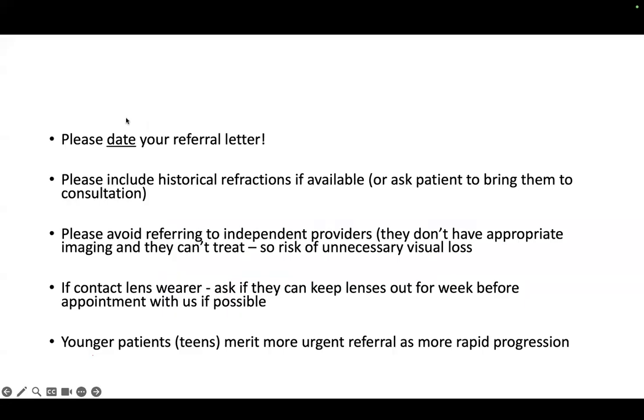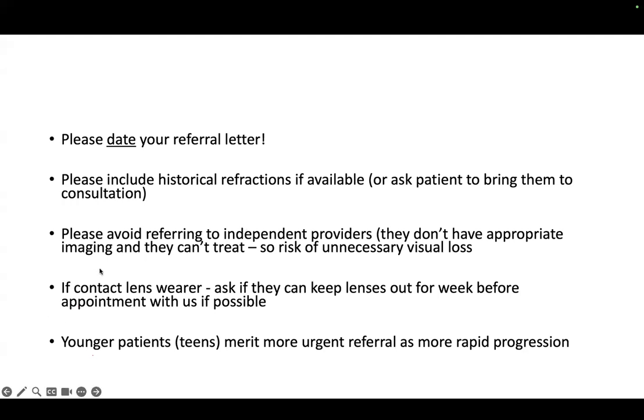Sometimes the referrals are not dated, so dating them is helpful. If the referral's dated, then that helps us get a feel for progression. Again, historical refractions. Recently we've seen more of these cases going through the independent providers. Because they don't have the topography, they can't necessarily confirm the diagnosis or, for that matter, follow the patient. So it just delays things if the patients go through the independent providers.